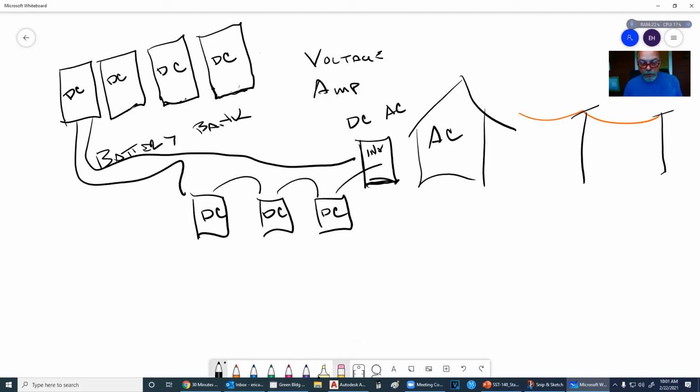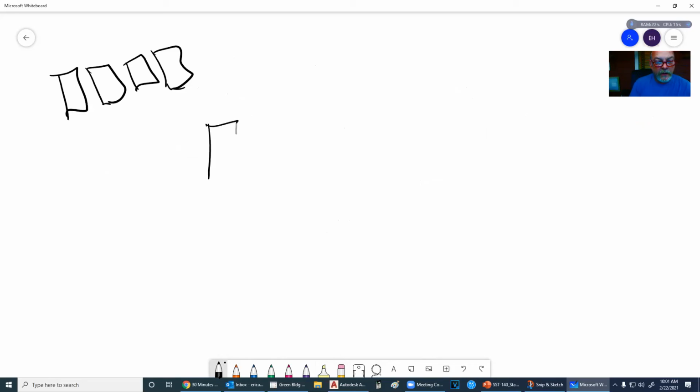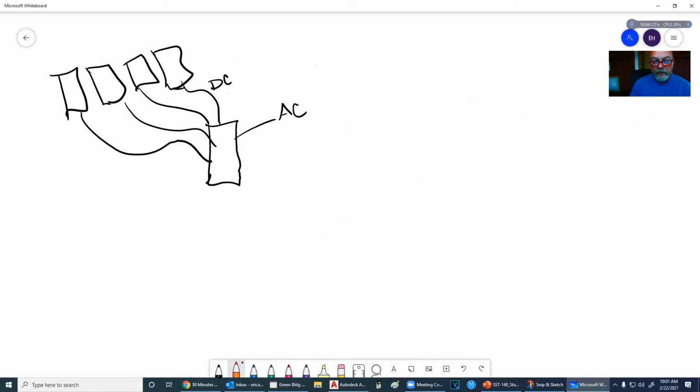So we can do what the last system is, a grid tied system. And this seems to be the most popular. So in this system, we don't have any batteries at all. We could, but we normally don't. And these are all tied into this inverter. So we got DC going in, we got AC going out, and it goes directly to the grid.